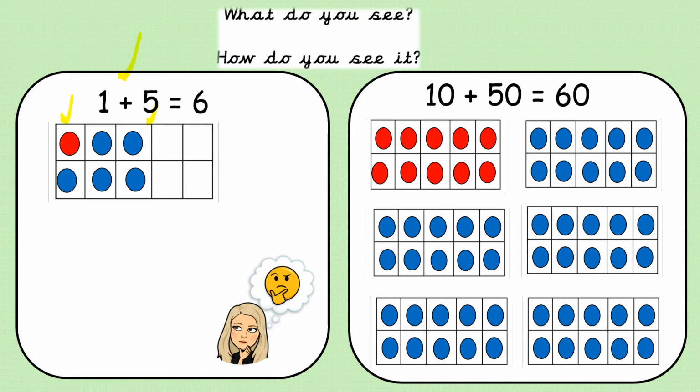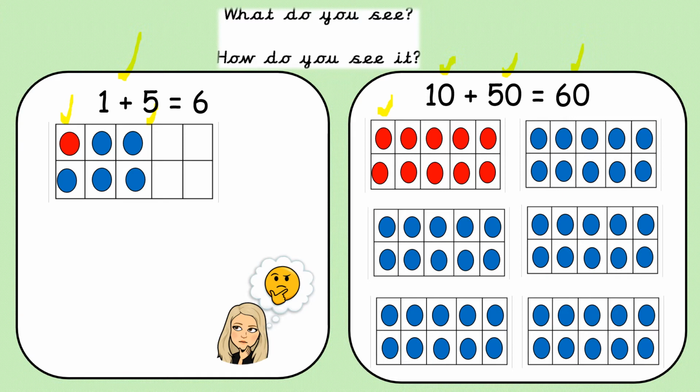Now, jump over to the right and have a look at this number sentence. 10 and 50 is equal to 60. And it's represented on these 10 frames. 10 red, and then we've got 50 which are blue. I would like you to pause the video here and think to yourself, what do you see?